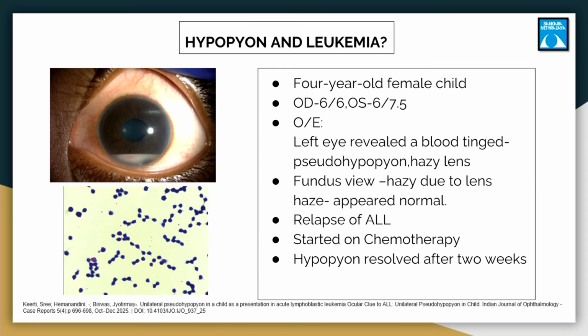So why leukemia? Hypopyon can also present with leukemia. This is an in-house article that was published of a 4-year-old female child with a right eye vision of 6/6 and a left eye vision of 6/7.5. On examination, the left eye revealed a blood-tinged pseudohypopyon with hazy lens. An AC tap was done, which showed. Let me stop at this point.